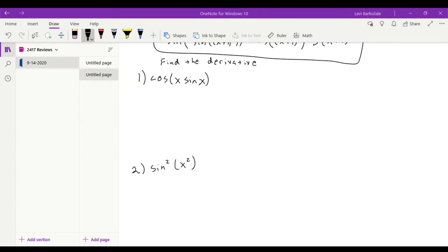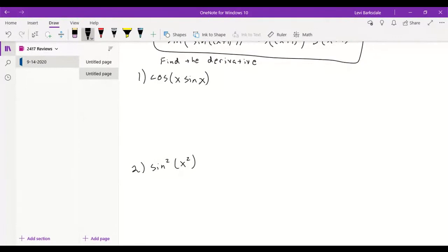For number 1, let's actually work through it and see what we get. So by applying the chain rule, first we take the derivative of cosine x. So minus sine, we leave the inside alone, x sine x. Then we take the derivative of the inside. And since this is two functions multiplied together, that's going to be the product rule. So we take the derivative of the x first, we get sine x. And then we take the derivative of sine x, we get plus x cosine of x.